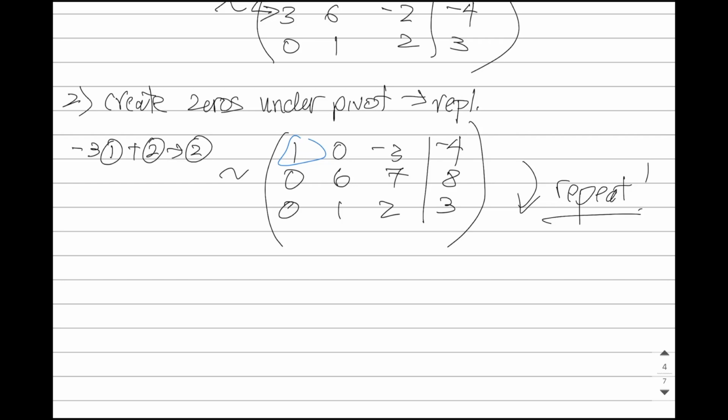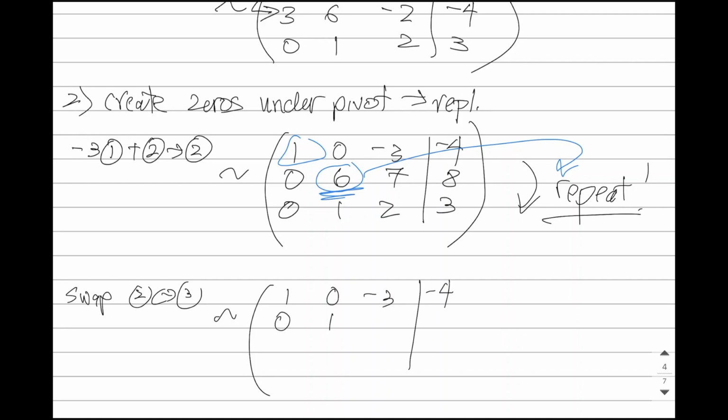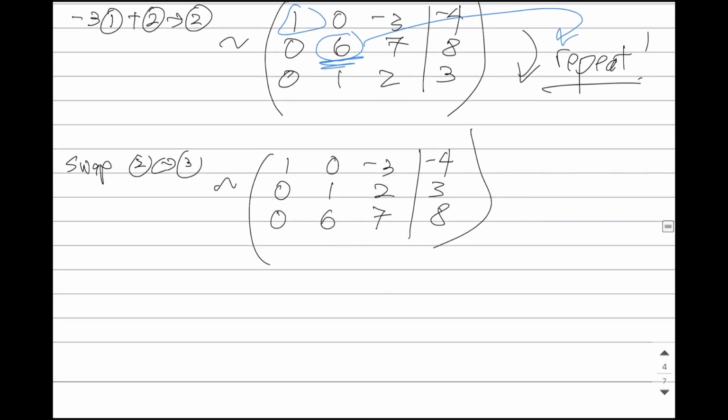I've got the next pivot position. I need to create a 1 there. I'm going to swap rows 2 and 3 because I've already got a 1 there. So 1, 0, -3, -4, 0, 1, 2, 3, 0, 6, 7, and 8. Now I have to create a 0 under this pivot. So that's pretty straightforward to do.